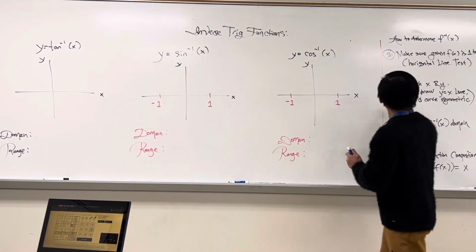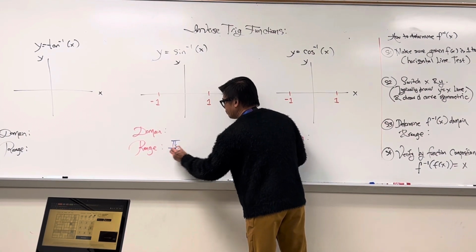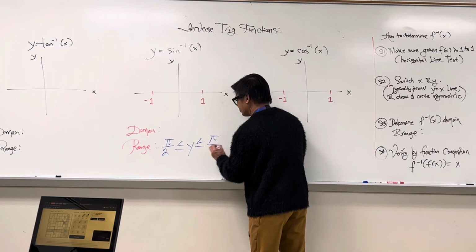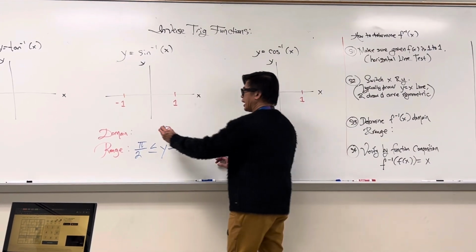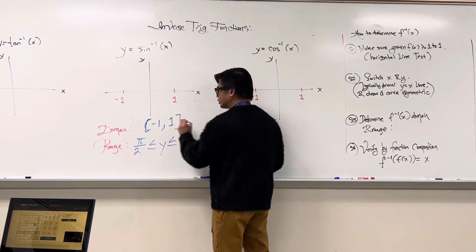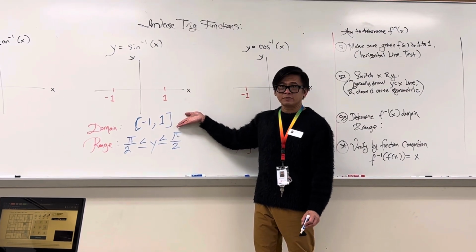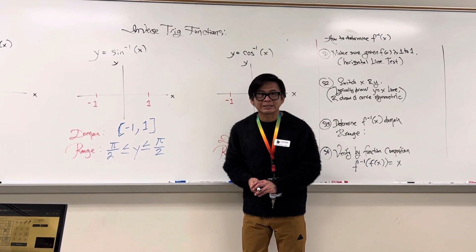Again, we switch them, so that means the negative pi over 2 to pi over 2 turns out to be the range, right? And the domain now turns out to be negative 1 to 1. Very good, guys. As you may notice, you can write it in either interval form or inequality form, whichever is needed. Are we good?